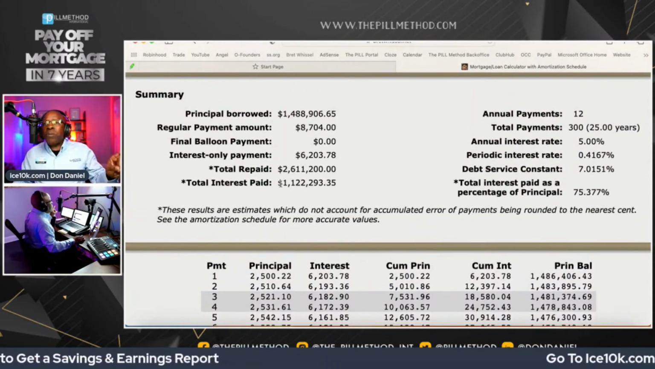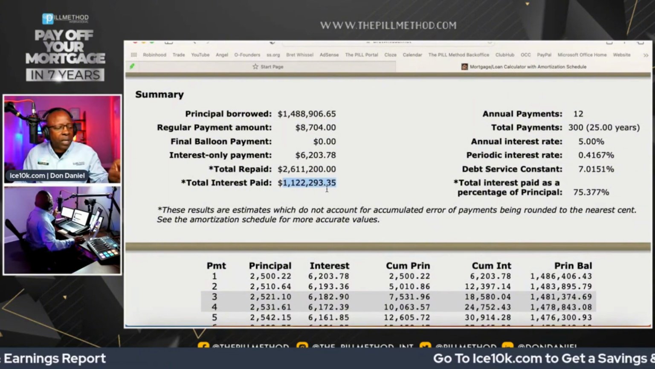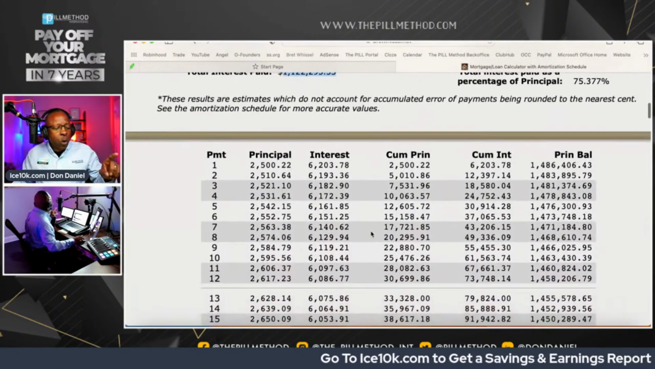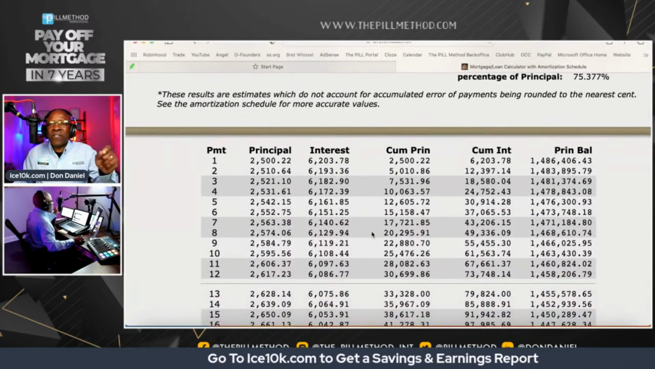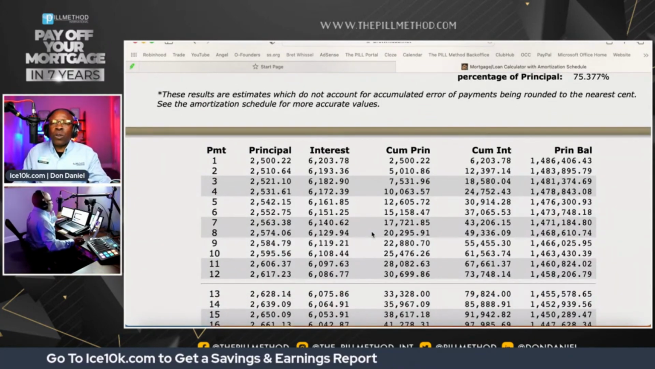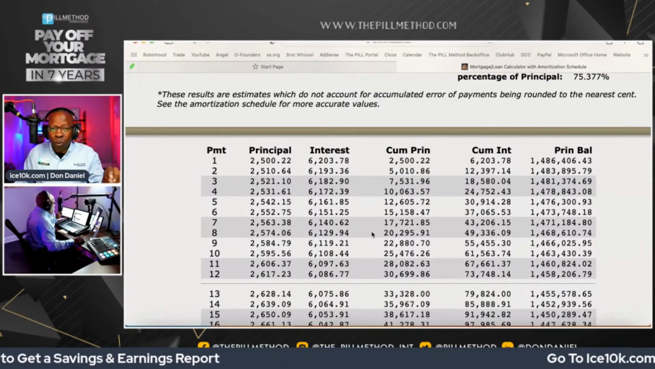The bank wants $1,122,000 in interest from me. I just lowered that amount by $67,000 that the bank will never get. Is that awesome or what?